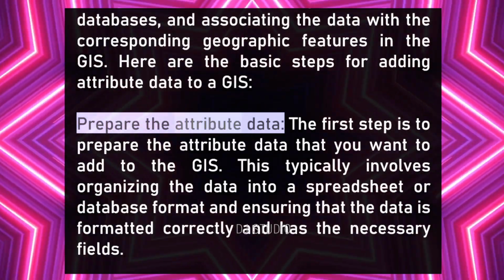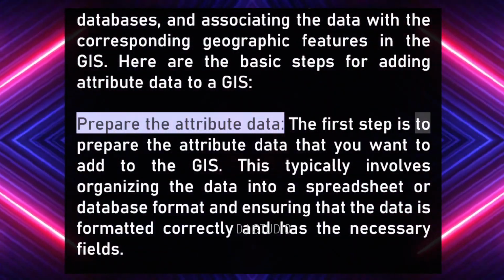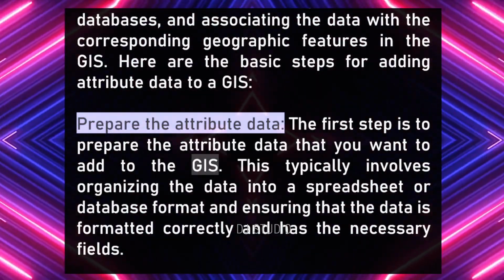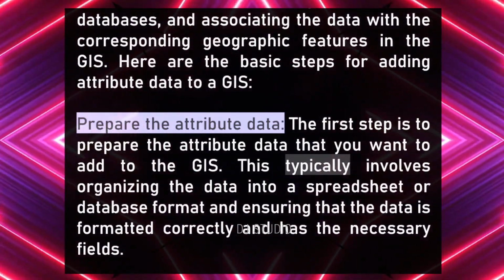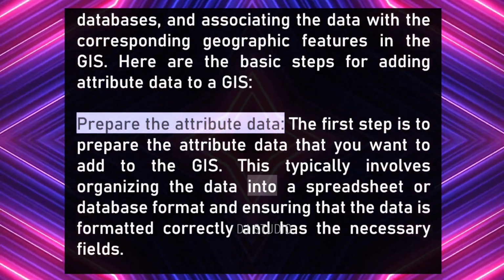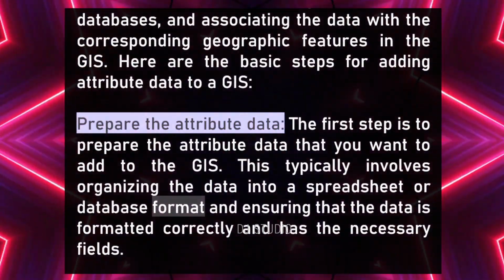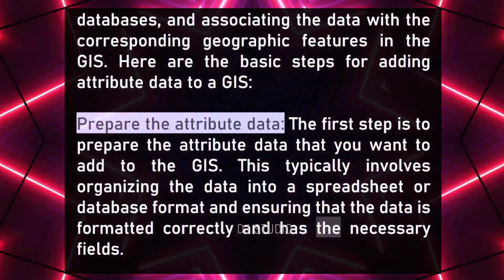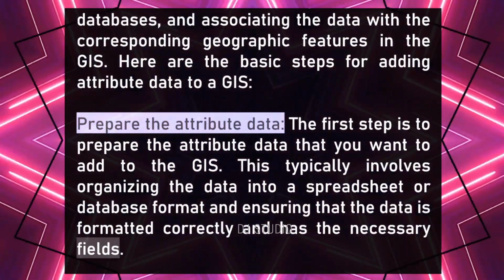Prepare the attribute data. The first step is to prepare the attribute data that you want to add to the GIS. This typically involves organizing the data into a spreadsheet or database format and ensuring that the data is formatted correctly and has the necessary fields.